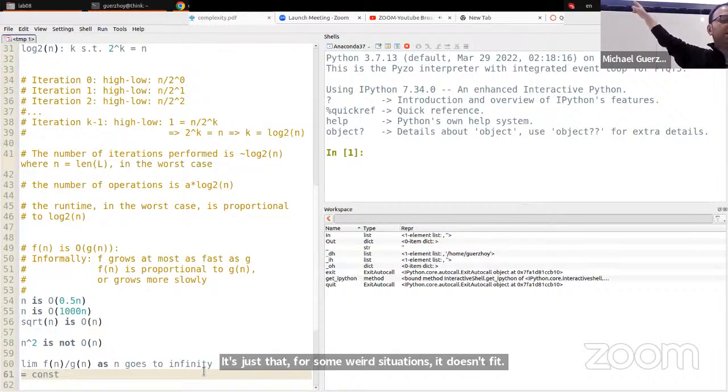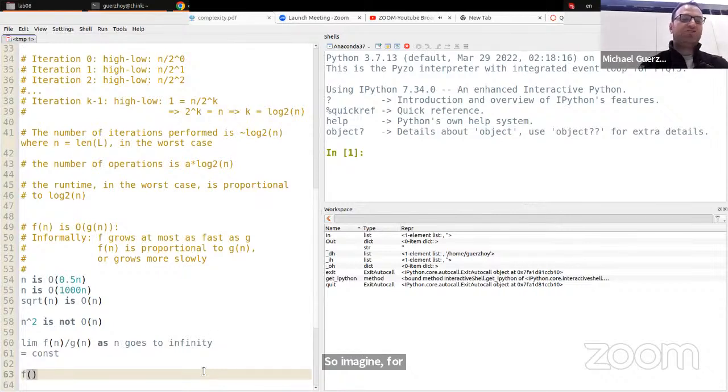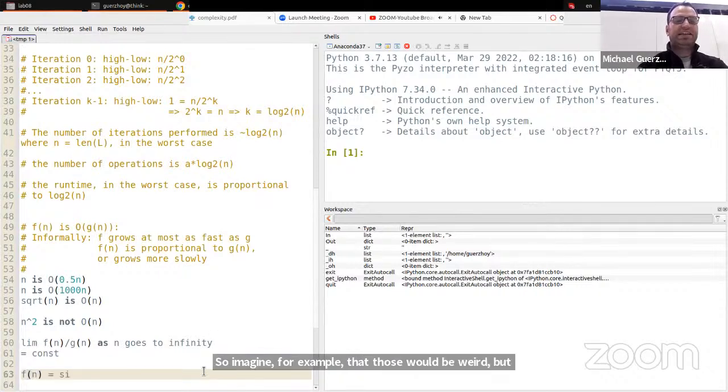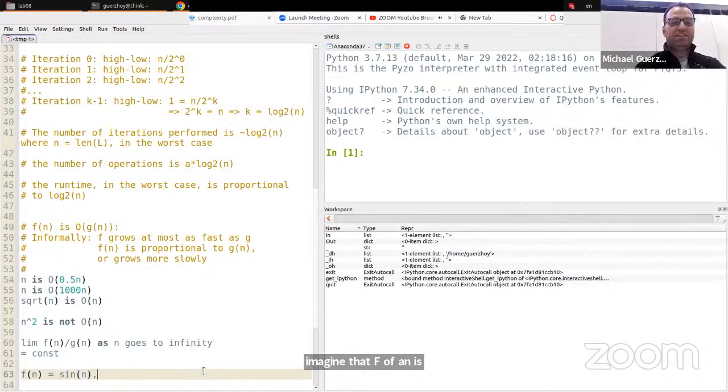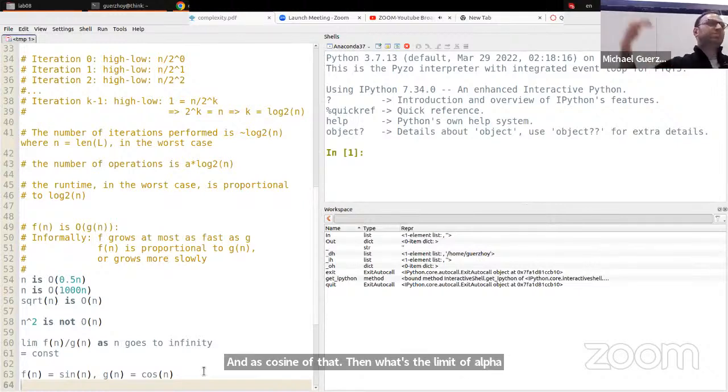Specifically, imagine that f is kind of wavy and also g is kind of wavy. Those would be weird, but imagine that f of n is like sine of n and g of n is cosine of n. Then what's the limit of f of n divided by g of n? Well, nothing. It never settles into anything.